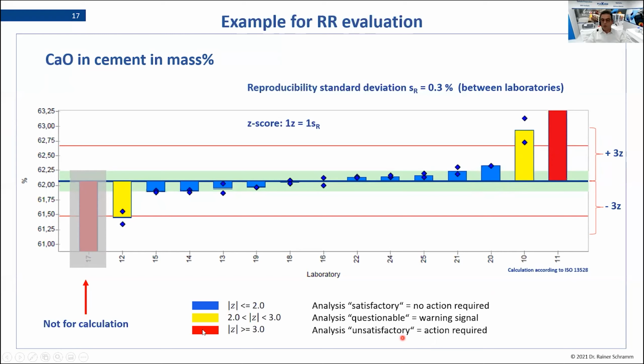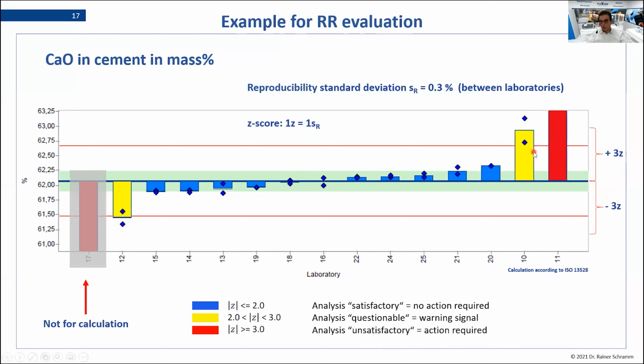Yeah? So here we say that the analysis is questionable. So this is this warning signal I discussed already in the beginning. And if you are outside the 3 sigma, then it is an unsatisfactory result, and there is an action required. That means when you contribute in a round-robin study and you get Z-scores which are higher than 3 sigma, you really know that it was not performing. So you have to check what is going wrong. What is the reason for that?